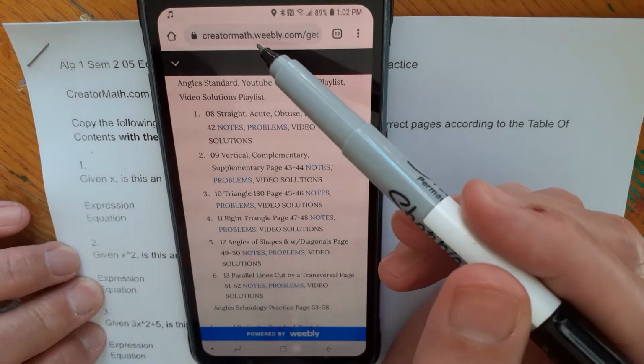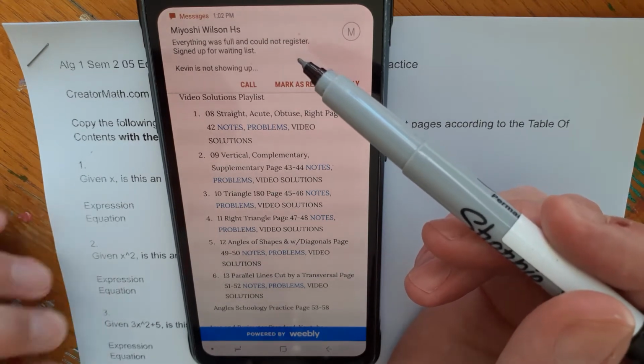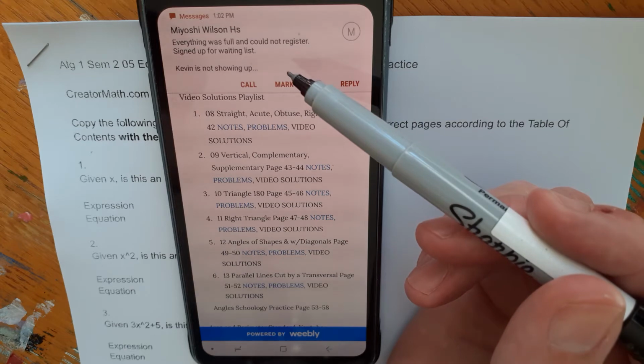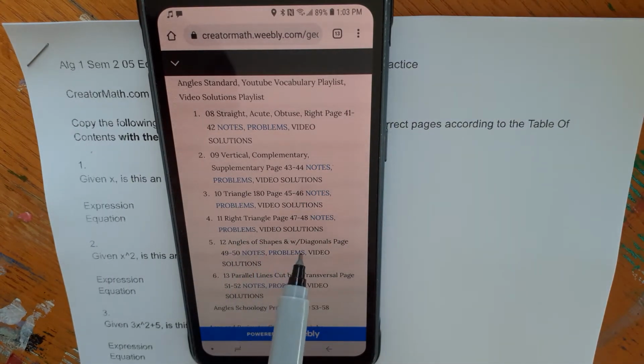So creatormath.weebly.com, type that into Google and you'll get it. Sorry, I'm reading my text in the middle of this, so apologize for that.